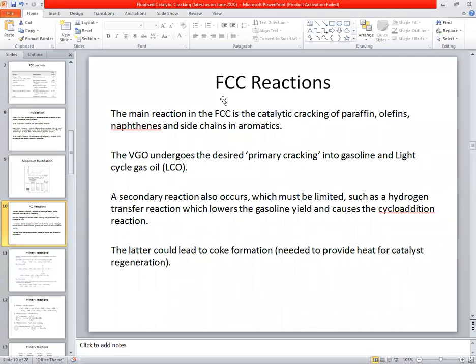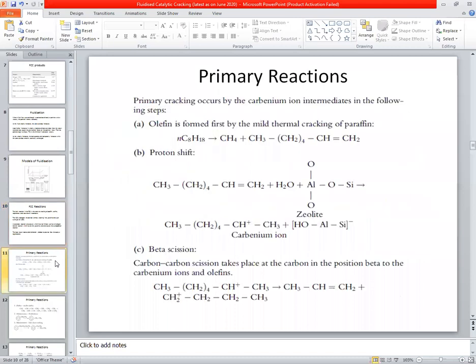But actually, the desired reaction to occur in the FCC is primary cracking. But secondary cracking, or secondary reactions, also occur. So let me show just what the primary reaction is.